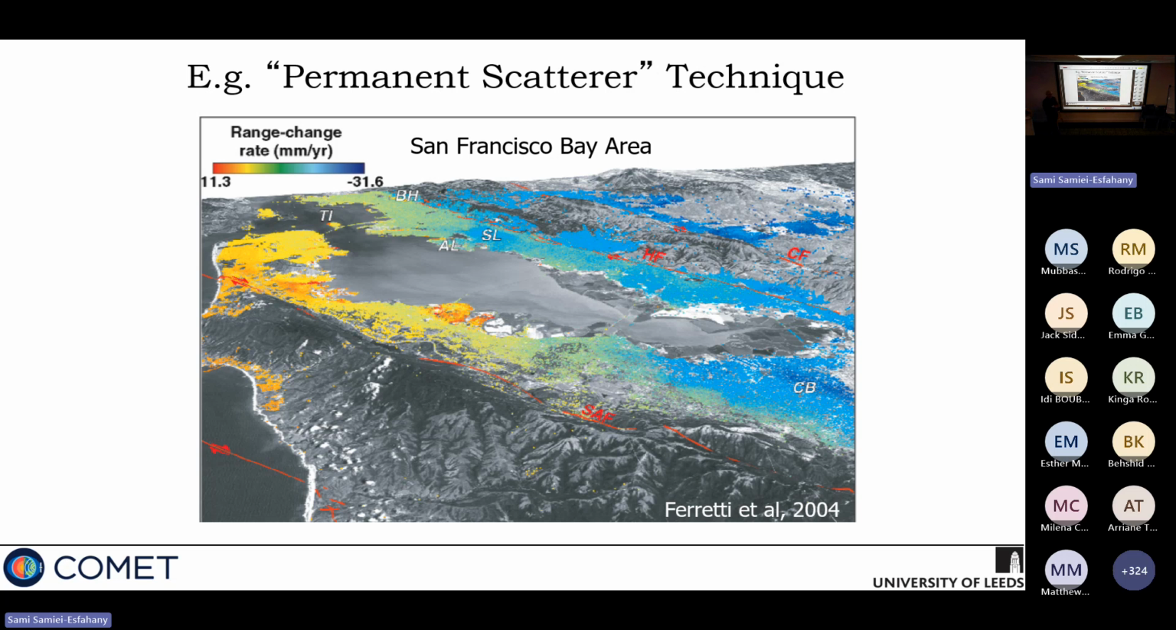That doesn't mean it has to be a steady state velocity. It's just the mean velocity over time. So that's what's being plotted here. And of course, this is the Bay Area of San Francisco. There's lots of deformation due to tectonics there, but there are other things going on as well, subsidence and so on.